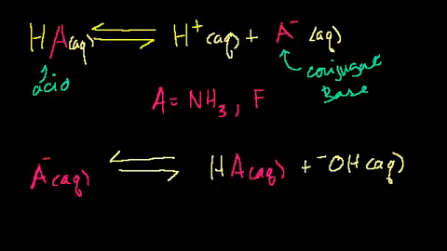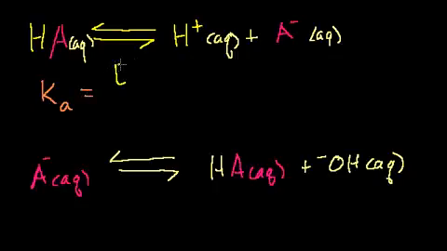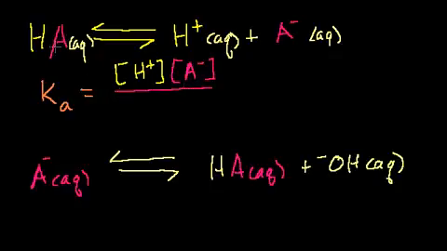So let's do that. Let me erase this stuff right there. I'm going to use that space. So for the equilibrium reaction for this first one, I could call this the K sub A, because it's the equilibrium constant for an acid. And so this is going to be equal to its products, so the concentration of my hydrogen times my concentration of whatever my conjugate base was, divided by my concentration of my original acid, my weak acid. So this would be the concentration of HA.